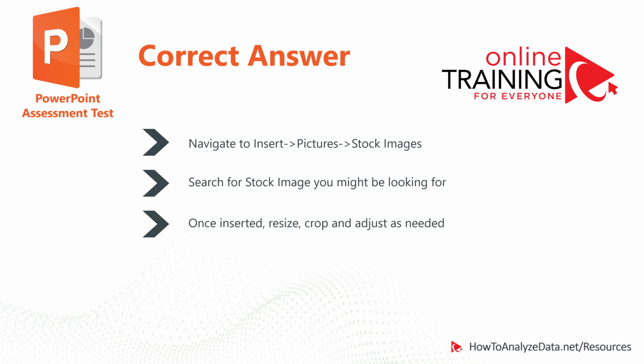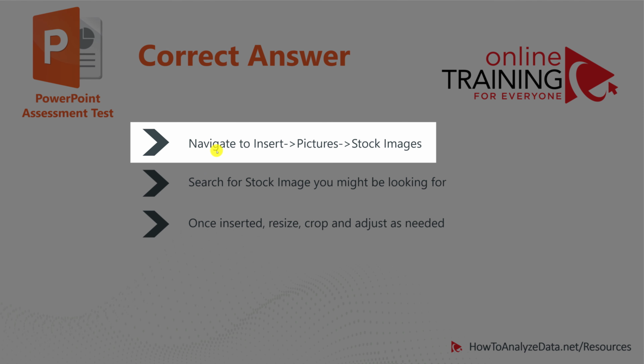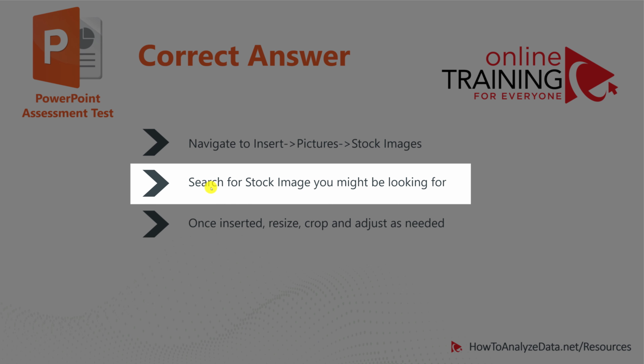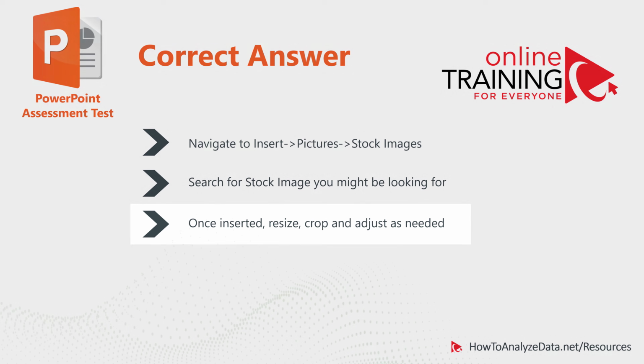Let's recap. To insert stock images inside PowerPoint, you need to navigate to Insert, Pictures, Stock Images. You need to search for stock image you're trying to insert, and once inserted, you resize, crop it, or adjust as needed to enhance your PowerPoint slide.